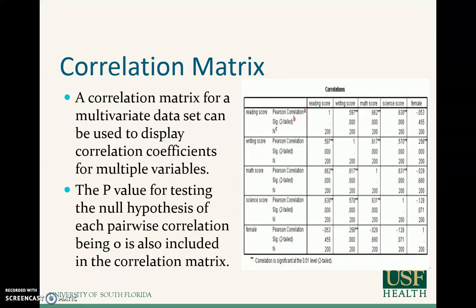Similarly, for numerical values, we can generate a correlation matrix for a multivariate data set to display correlation coefficients of multiple variables. The p-value for testing the null hypothesis of each pairwise correlation being 0 is also included in the correlation matrix. This gives us a very quick tool for screening the potential bivariate relationships of multiple variables in a multivariate data set, in one table. On the right-hand side, you can see an example of the output of a correlation matrix. Also in SPSS, you can specify the significance level. For this correlation matrix, the significance level is set at 0.01.